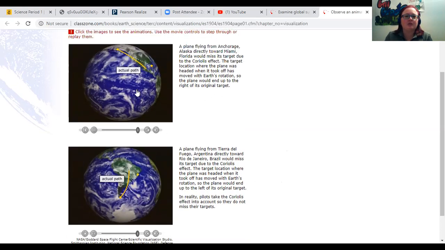The reason it goes in a different path is because South America is in the southern hemisphere and North America is in the northern hemisphere. So that's why from Anchorage to Miami, it would veer to the right, and from Tierra del Fuego, Argentina to Rio de Janeiro, Brazil, it goes to the left. It's because of the difference in the hemispheres.